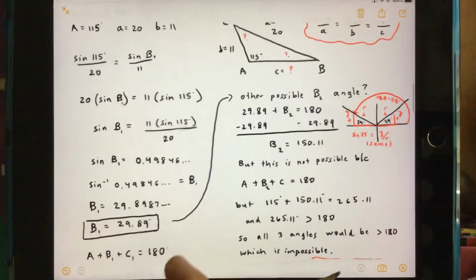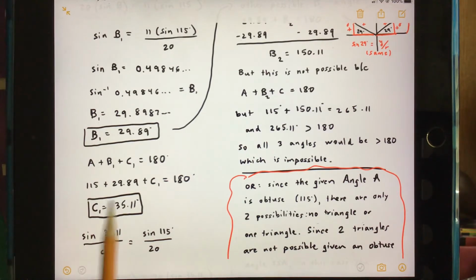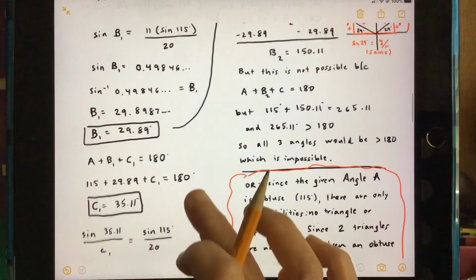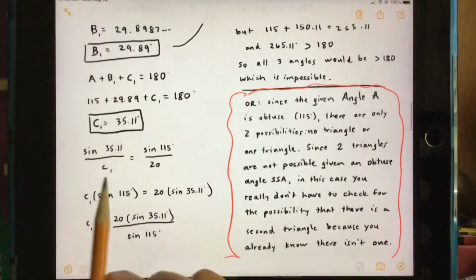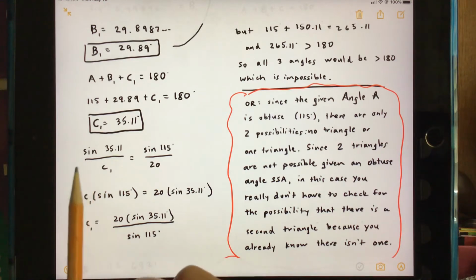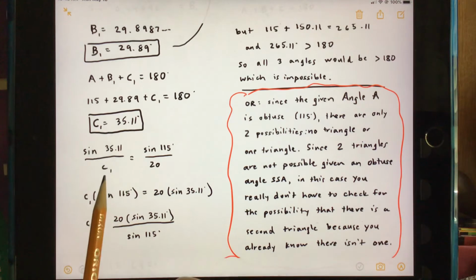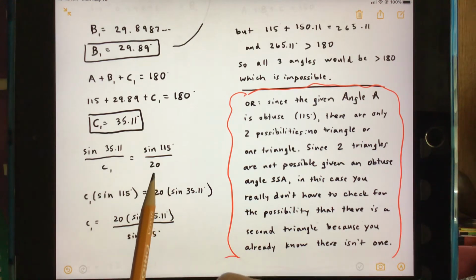Now let's go ahead and figure out my C1. So all three angles must add to 180, so my known angle of 115 for A, plus my B1, plus what I don't know for my C1 is 180, and I solve for C1, and that gives me 35.11 degrees. Okay, that's great. Now I use my law of sines again to find out my unknown length C1. So that is sine of C, which is 35.11 degrees, I pull it right from here, over C1, is equal to sine A over A. We've already seen that above.